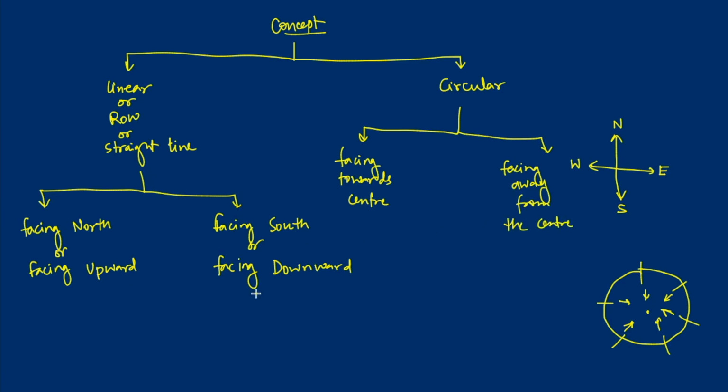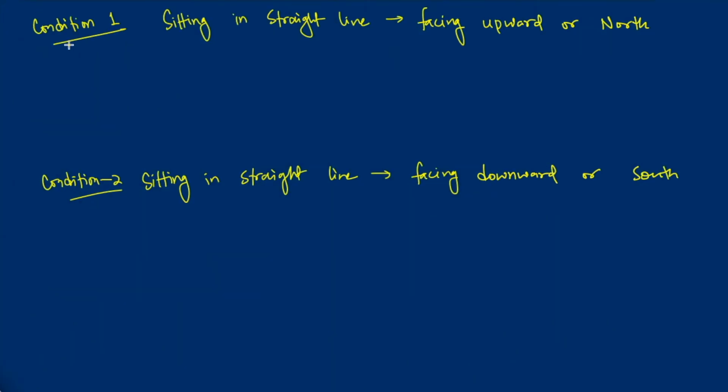So these four possibilities are there, and all of them will decide where left and right will be. We'll get into all of these one by one. We will first understand seating arrangement in a straight line and then go for the circular one. Let's see the initial two conditions for seating in a straight line. The first condition is when the people are sitting in a straight line and they are facing upward, or towards the north.